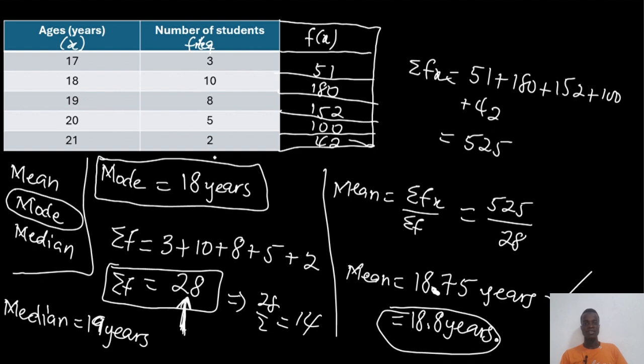But at the end of the day, for this data set, the mean is 18.75 years, the mode is 18 years, and then the median is 19 years. Median is just the middle value, right? Mode is the item with the greatest count, and then mean is the average of all the data sets. Yeah, this is the end of solving this particular question.